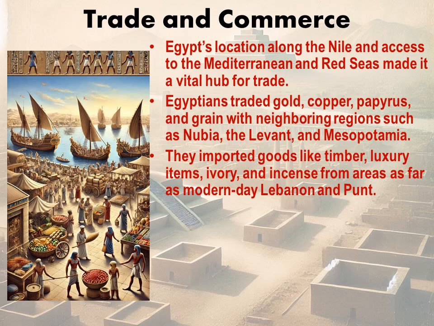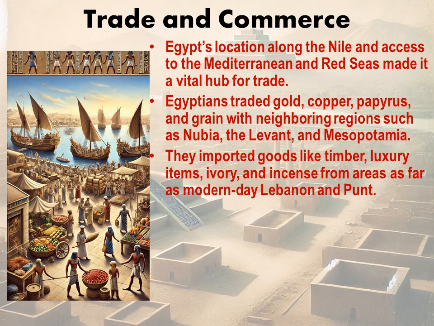They imported goods like timber. Imported means which they used to buy or bring from other territories into their own territory. So what were those goods? Timber means wood. Luxury items means items which were reserved for rich people only. Ivory means things made out of elephants' tusks. And incense means sticks that provide fragrance when burned, from areas as far as modern day Lebanon and Punt.